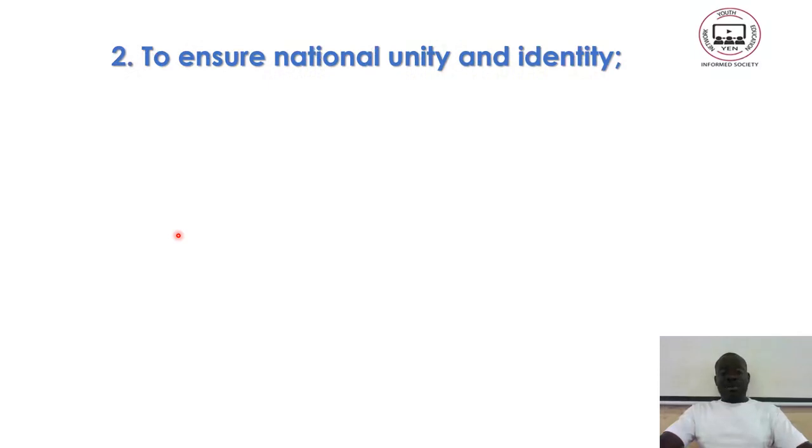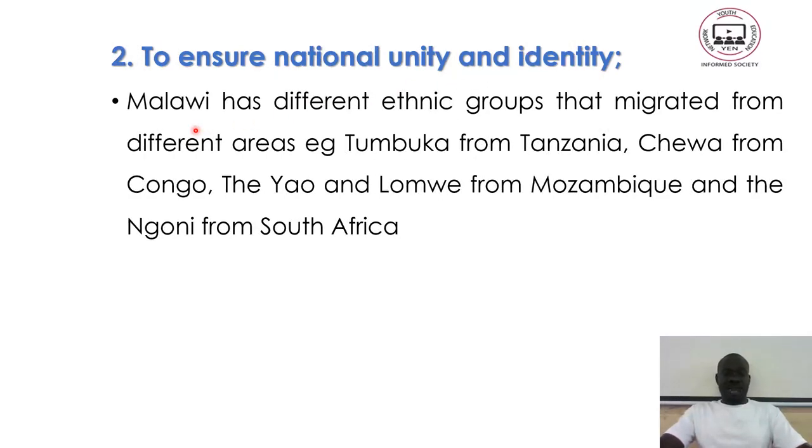The second reason why we should study history is to ensure national unity and identity. For example, Malawi has different ethnic groups that migrated from different areas. For example, the Tumbuka from Tanzania, the Chewa from Congo, the Yao and the Lomwe from Mozambique, and the Ngoni from South Africa. See, Malawi is made up of people who migrated from somewhere, and we are the people who have made Malawi.